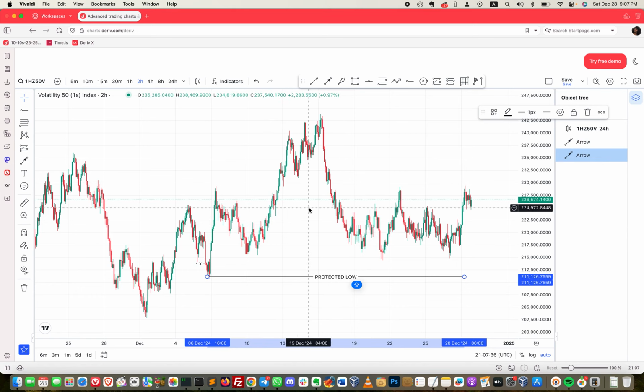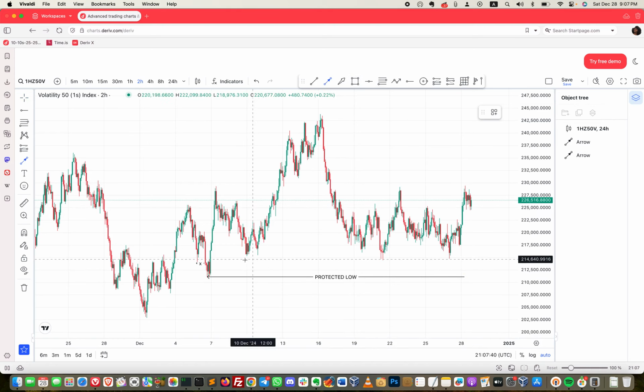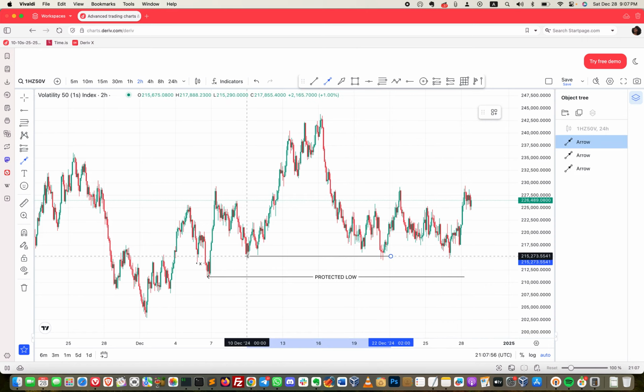And then we need to find our structural liquidity, which is the nearest low to the protected low, which is this one here. So let me go ahead and mark it. Let me mark it from here. There you go. So this is structural liquidity. There we go. So this is what I had.